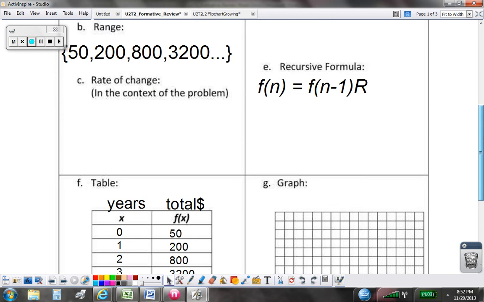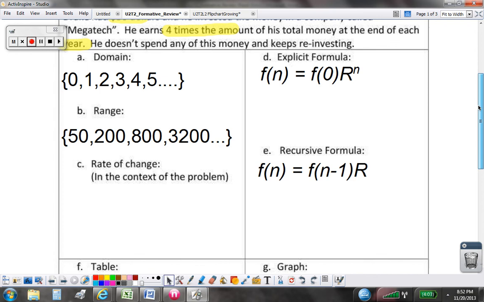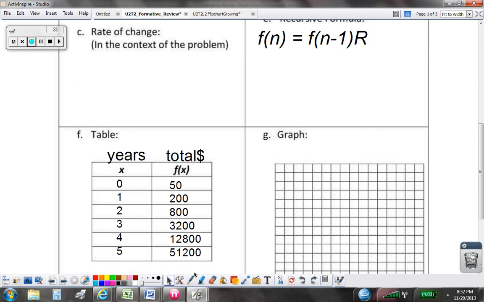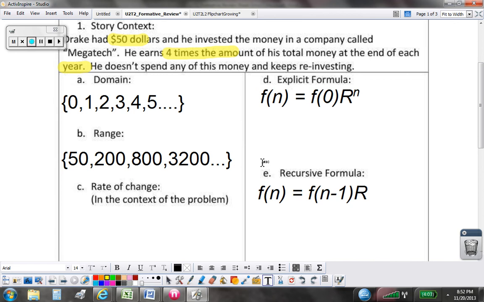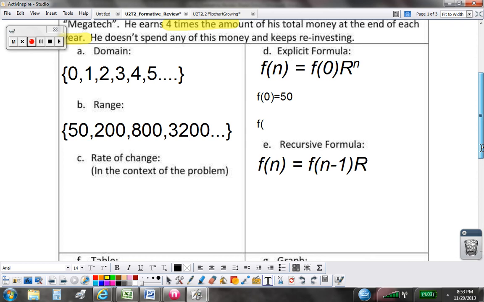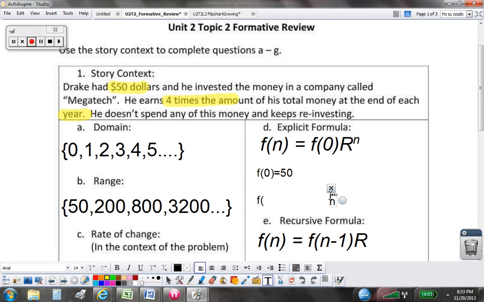Alright, so now I have enough information to come up with my explicit and recursive. Remember, keep in mind f of 0 is 50. So I'm going to go ahead and start with my explicit. So I'm going to do f of 0 equals 50. And my formula is f of... Now, this problem doesn't ask for you to find a specific term, so I'm just coming up with a general formula, so I'm going to use n.